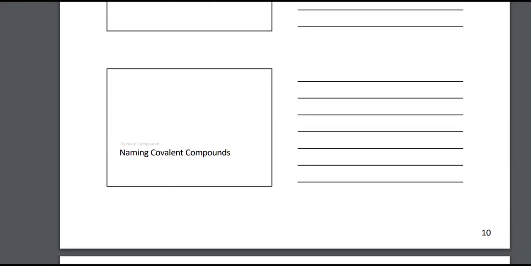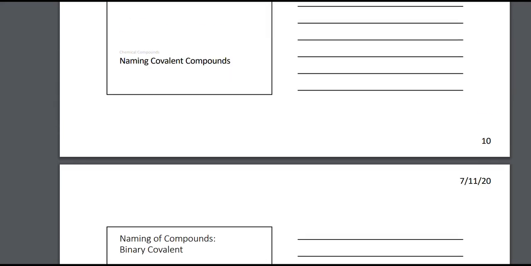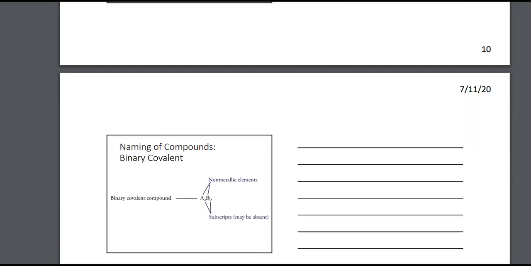So now that we talked about covalent compounds and covalent bonds, and how we draw the covalent compounds using the Lewis structure model, let's try to now learn how to name covalent compounds.